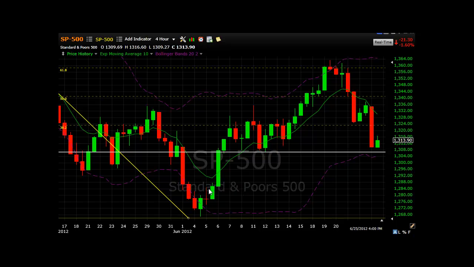So we see as this market moved up, we see this little mini swing low here, the little mini swing low here. We see the lower Bollinger Band here. This is clearly a pretty decent support level.